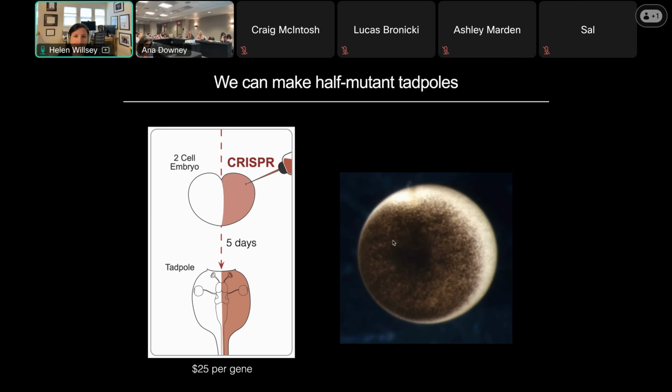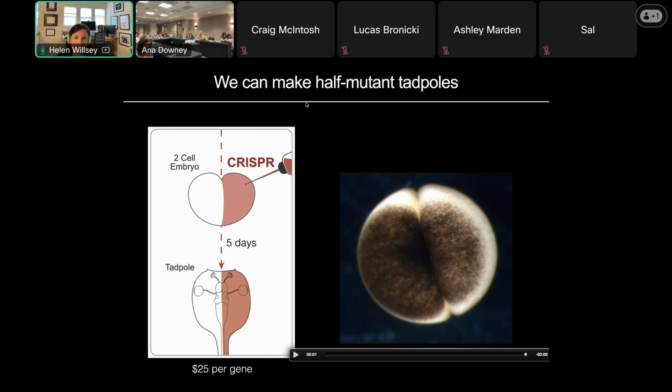Okay, but the coolest thing about frogs is this. We can make half-mutant tadpoles. So we catch developing embryos right after that first cell division after fertilization, and we physically inject CRISPR-Cas9 genome editing reagents to be able to mutate whatever gene of interest that we want to study, in this case, DYRK1A, along with a red dye into that 2-cell stage embryo. And then we only wait 5 days, and then we have a free-swimming behaving tadpole where just half of the body, including half of the brain, which is right here, carries the mutation of interest.